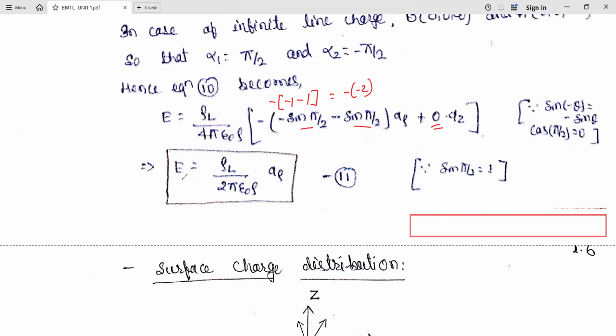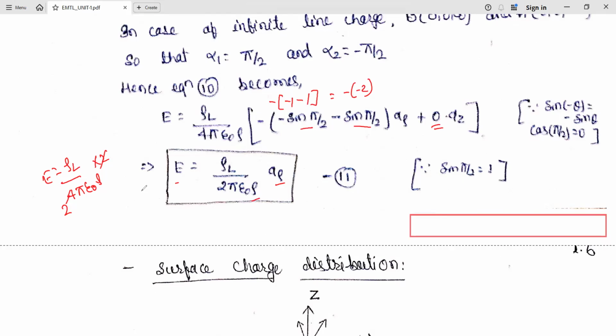So finally here we have E equal to rho L by 4 pi epsilon naught rho into 2. The 2 is cancelled. That's why we have electric field intensity equal to rho L by 2 pi epsilon naught rho, along the a rho vector, that is, radially outwards. So like this, this is the expression for the line charge distribution.